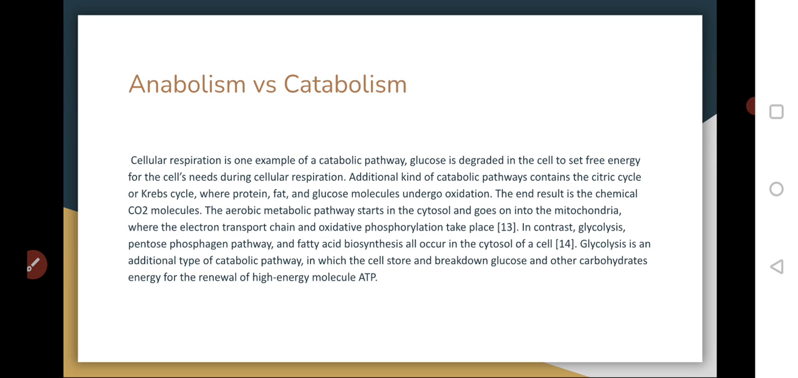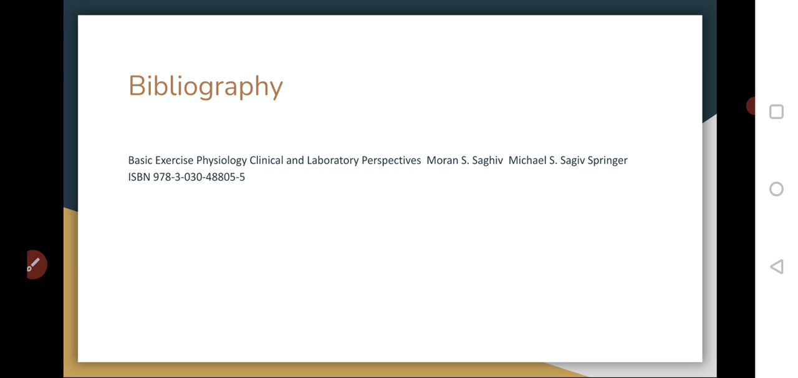Of course, the glycolysis is also the catabolic pathway, but this, as we already mentioned a lot of times, is the way without the oxygen.